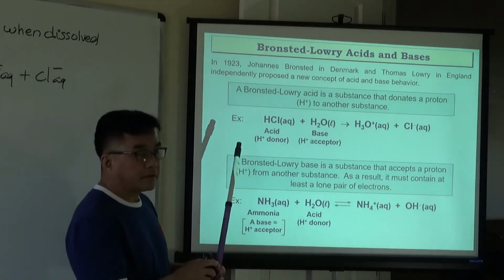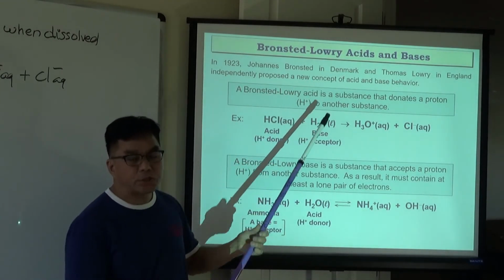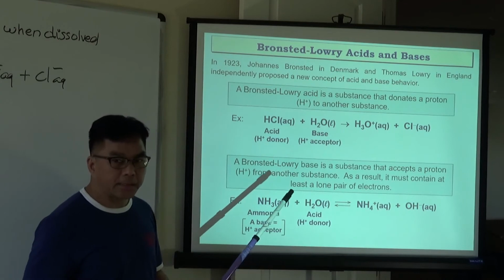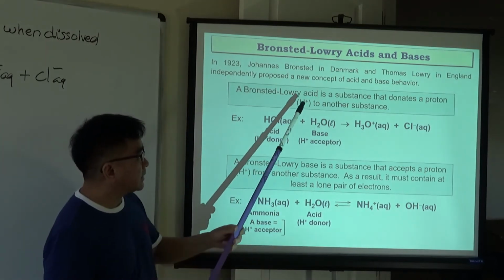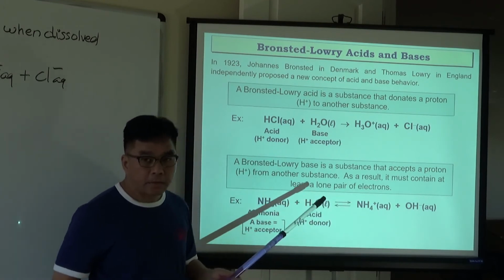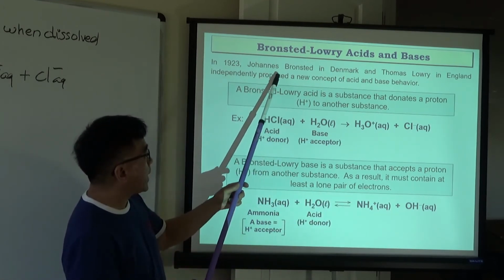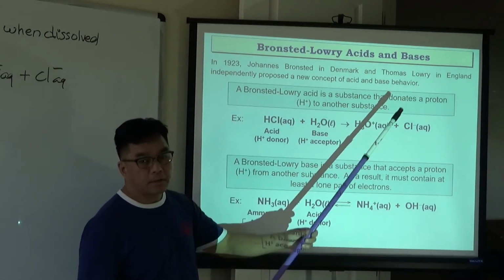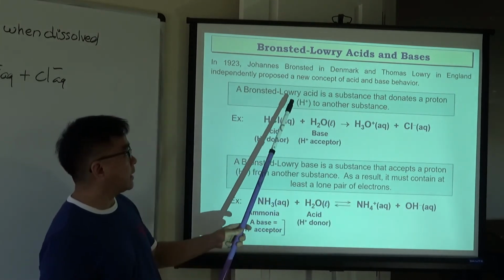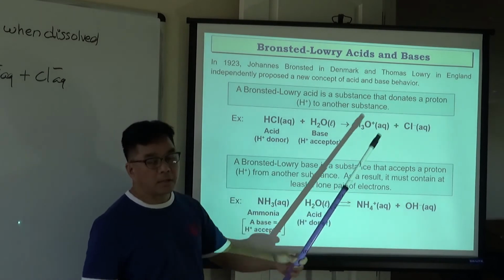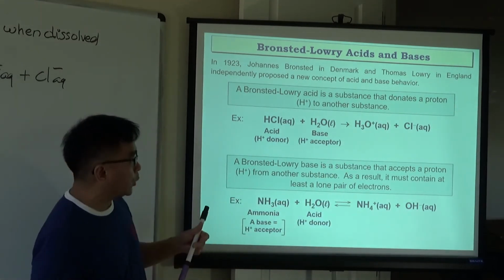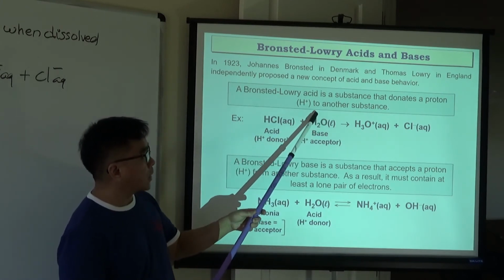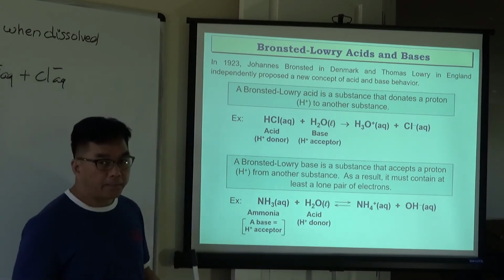So the next slide shows the second definition of acid and base. This is called the Brønsted-Lowry definition of acids and bases. This definition came from two independent scientists: one is Johannes Brønsted in 1923 in Denmark, and the other is Thomas Lowry from England. Together it came to be known as the Brønsted-Lowry definition. According to it, an acid is a substance that donates a proton to another substance.